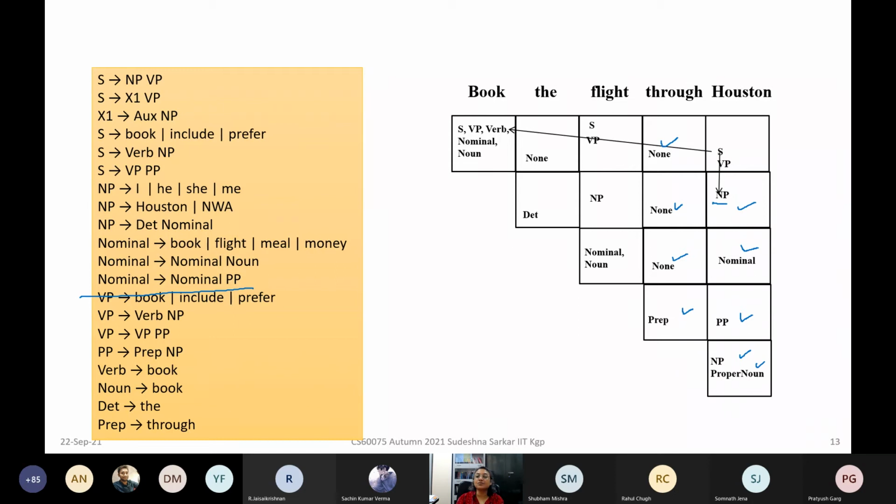So can you tell me how do we decompose this as NP? Determiner and what? Nominal. Yeah, determiner, nominal. That is one way. We also have NP here and PP here. So it can be the flight through Houston or the flight through Houston. Two ways we can get it here.